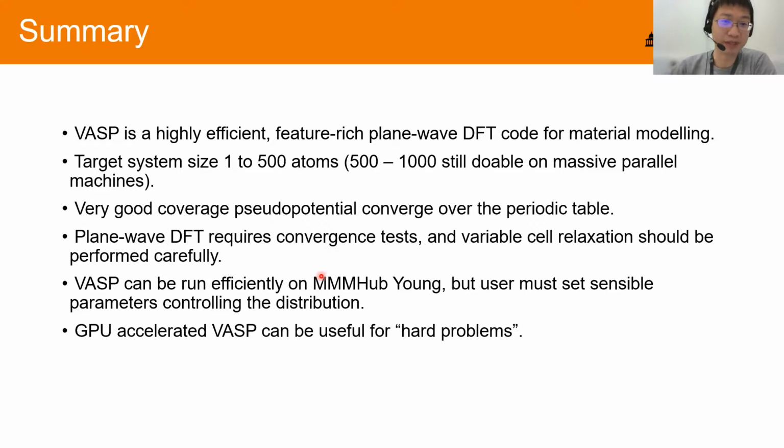However, for any plane-wave DFT calculation, it requires convergence tests, and variable-cell relaxation must be performed carefully. Otherwise, you might end up with the wrong energy, which is not ideal. And finally, VASP can be run efficiently on the Hub computing cluster Young, but users do have to set sensible parameters controlling the data distribution to achieve good parallel efficiency. GPU-accelerated VASP can be used for hard problems, but it's not a silver bullet for everything.